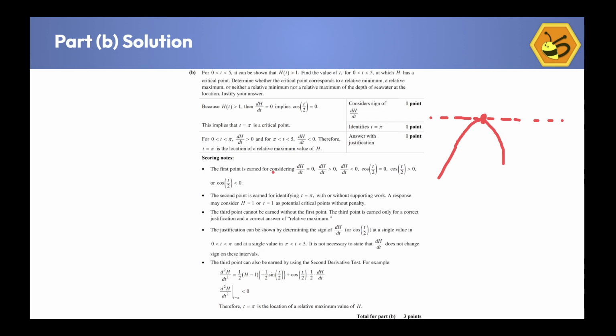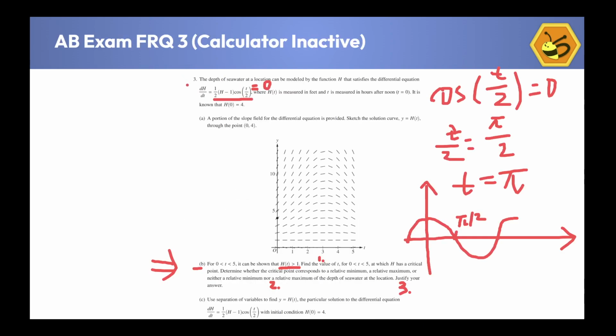To find t, first of all, we just set this to 0 because we want to find a critical point. And the critical point means that the derivative is 0 or undefined. Obviously, it is defined at all points. So we have to set it to 0.